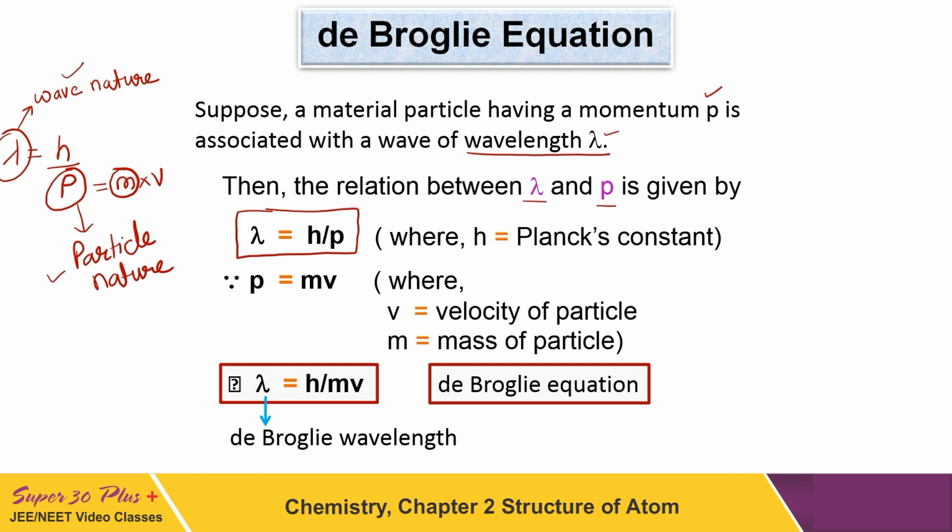In this equation, h is the Planck constant we already studied in the previous classes, and the value of h is 6.6 into 10 to the power minus 34. And p is the momentum, which is equal to mass into velocity. So if you replace this value, you can also write the equation lambda is equal to h upon mv. Alright. Now this is the first equation of De-Broglie.